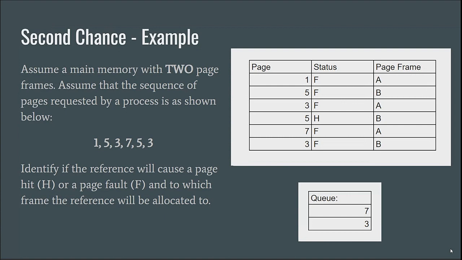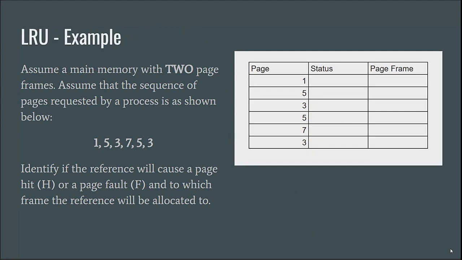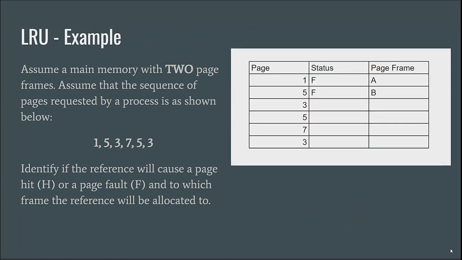All right, so least recently used. Again, 2 page frames. Identify which ones cause hits or faults. So the first 2 just get allocated in. Fault, A, B. Easy, done. And just keep track of your queue.